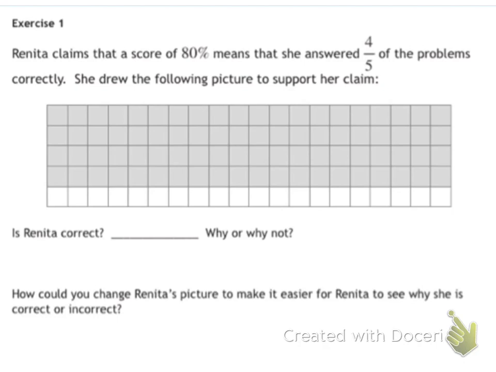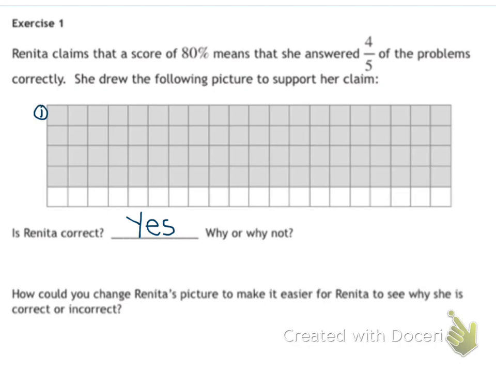Okay, let's look at exercise 1. Renita claims that a score of 80% means that she has answered 4/5 of the problems correctly. She drew the following picture to support her claim. We need to answer, is Renita correct? Why or why not? She is correct, but why?